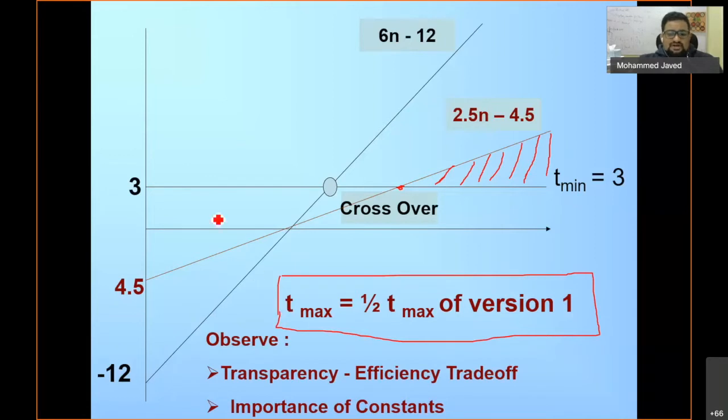Okay, so the importance of constants, I think you might have noted down, right? Here this is the constant term 3, and here this is the constant term 4.5, right? So the crossover point changes. As the constants change, the crossover point also changes, right? And also the important thing is that here 6 is the coefficient, and here 2.5 is the coefficient in this particular linear equation.